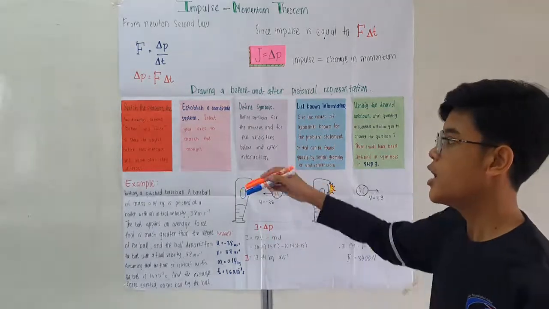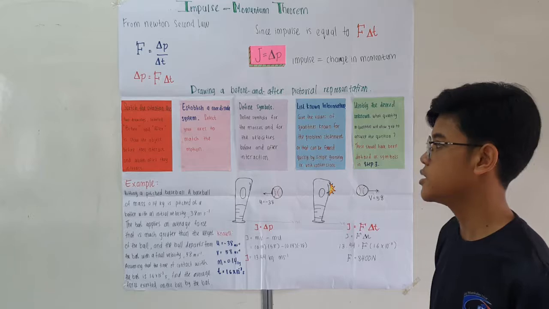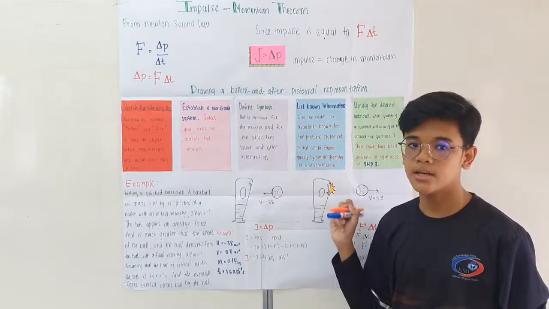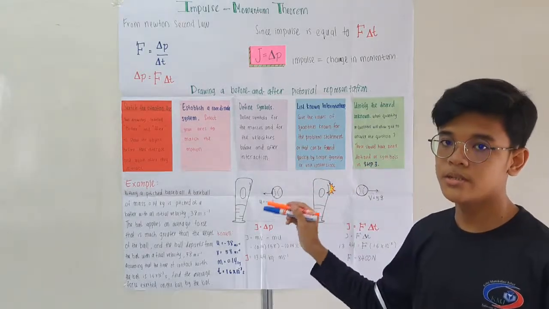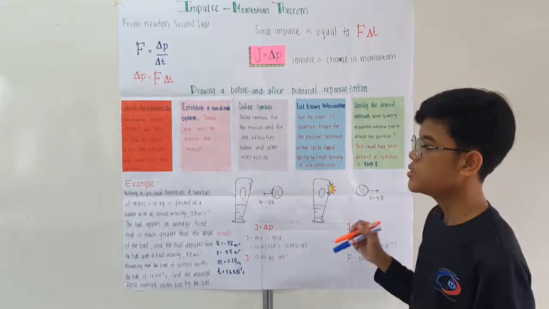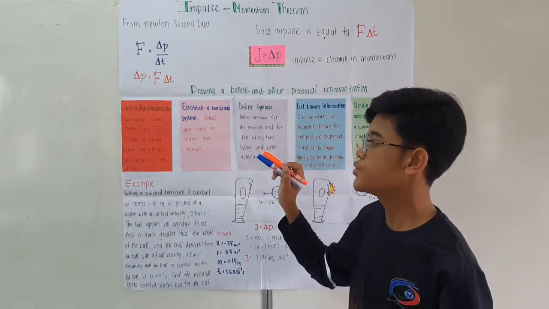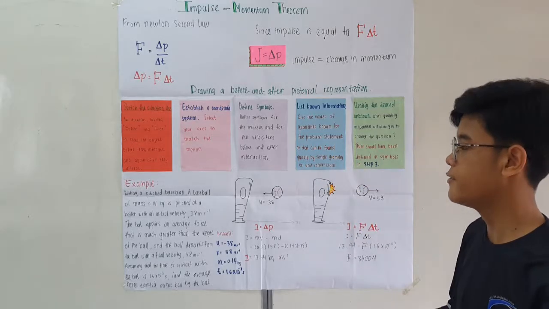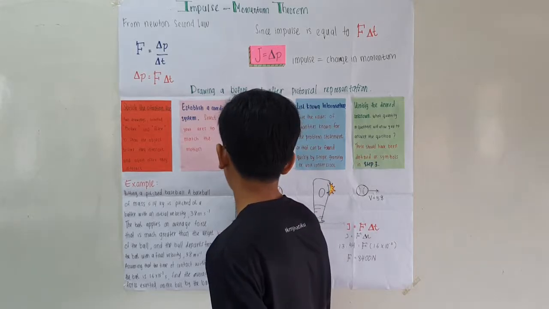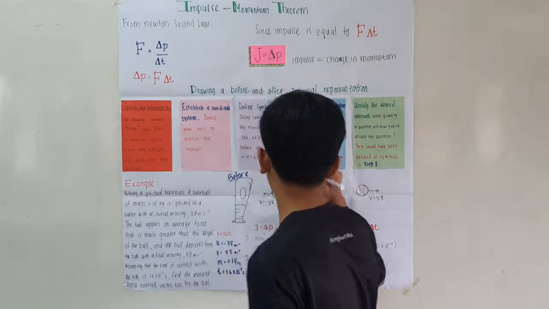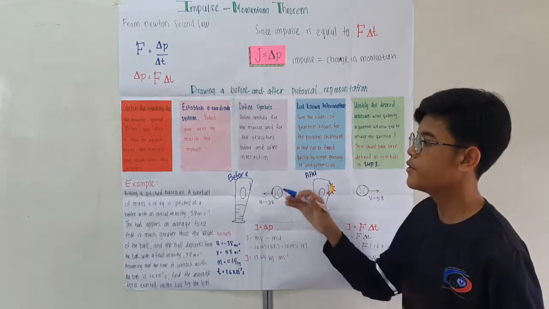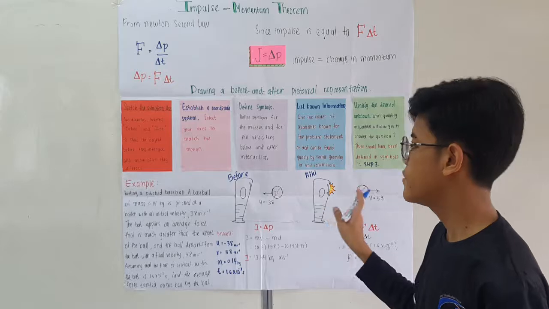So first of all, we need to sketch the situation. So this is before and this is after. Before means before collision sketch, and after means after collision sketch. So use two drawings labeled before and after, to show the object before the interaction and again after the interaction.